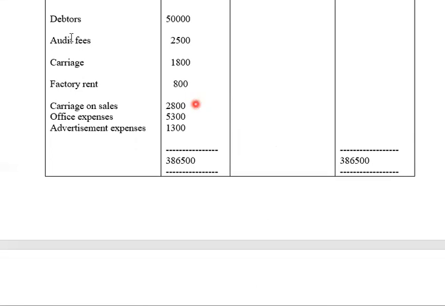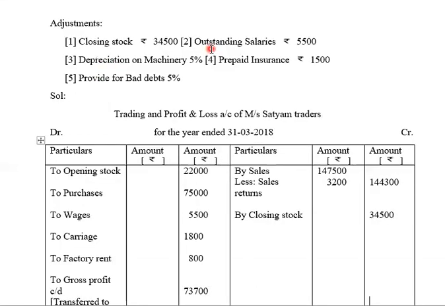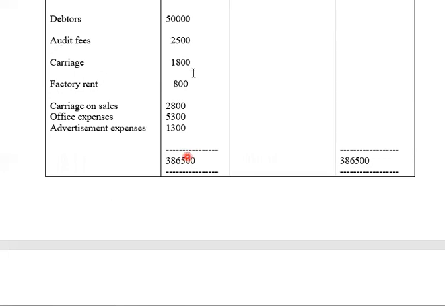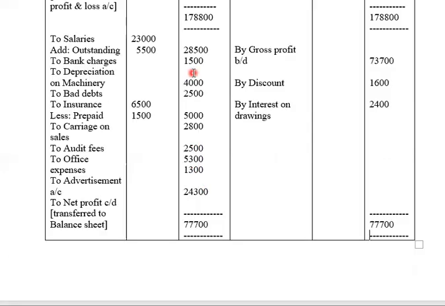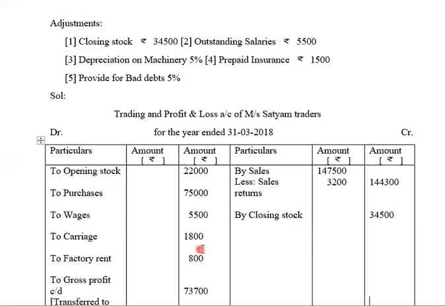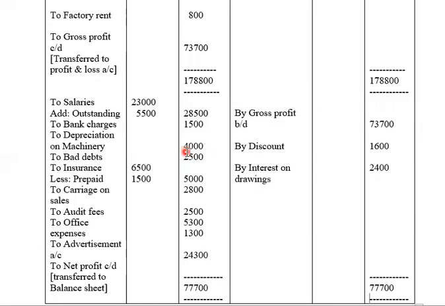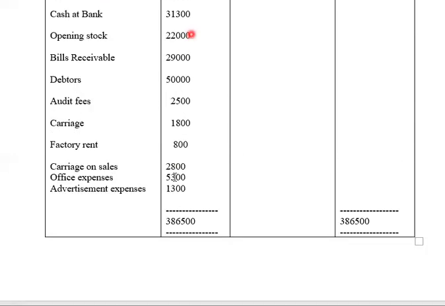Then after debtors, it is given as audit fees 2,500. It is an expenditure of office, so it will be shown on the debit side of profit and loss account as to audit fees 2,500. Then after audit fees, we have carriage 1,800. It is an expenditure of factory, so it will be shown on the debit side of trading account as to carriage 1,800. Then after carriage, we have factory rent 800.